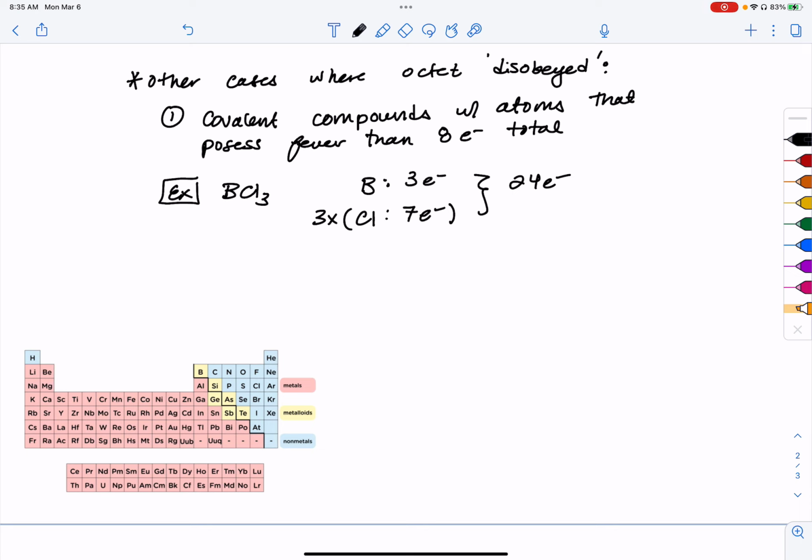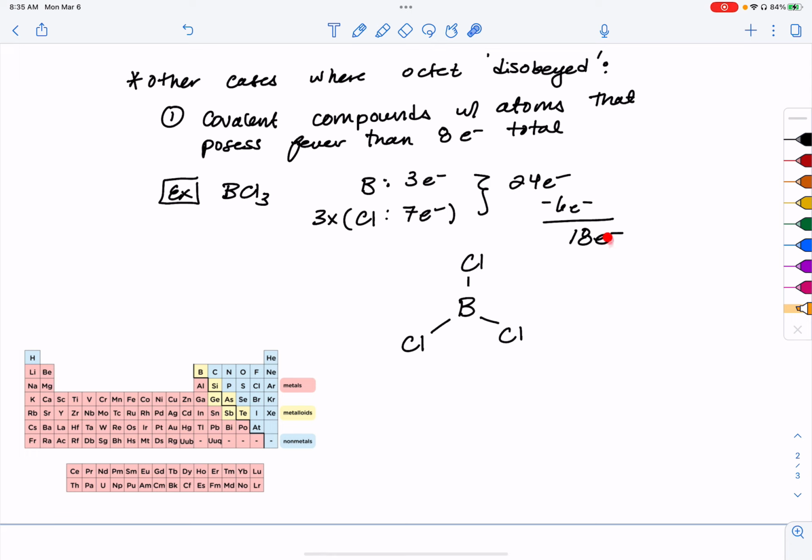And if I were to do my placement of my boron and my chlorines, and then connect them all with a single bond, using up 2, 4, 6 of my valence electrons, that leaves 18 behind.